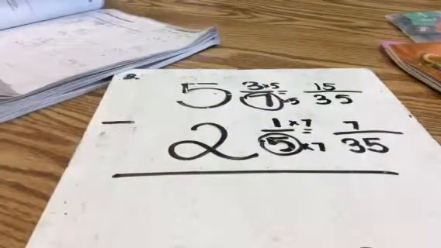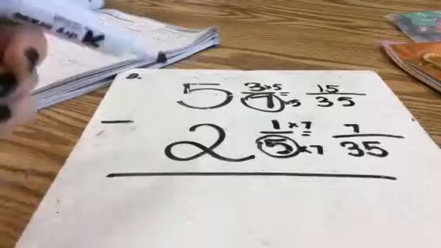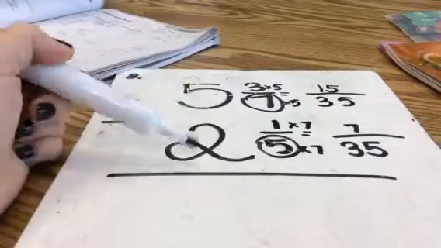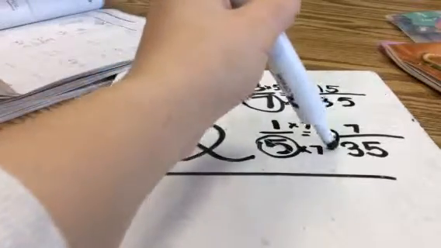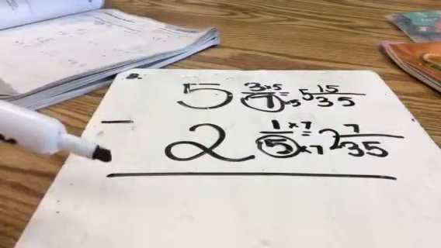And then another extra helpful hint that we do to make sure that we don't forget about our whole numbers is I just like to write them on the side over here to make sure that I don't forget to subtract them in the end. So now I'm ready for subtraction.